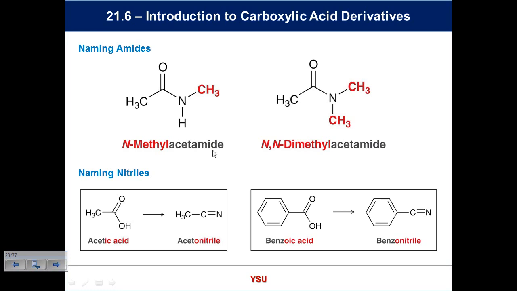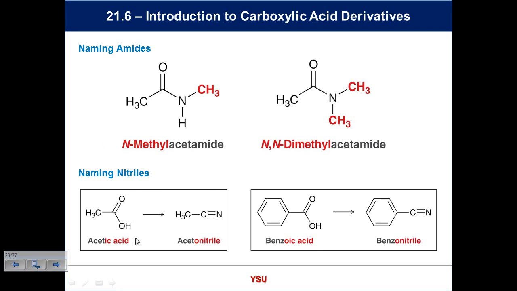So N-methyl acetamide. The parent molecule is acetamide, which would have two hydrogens here. Put a methyl group on there, it's substituted. On the right-hand side, N,N-dimethyl acetamide, you've got two of these things. Both of them are on nitrogen. You can't get lazy and just say N-dimethyl, because the other methyl could be someplace else. If you say N,N, they're definitely both on the nitrogen, and you have no problem in terms of ambiguity.